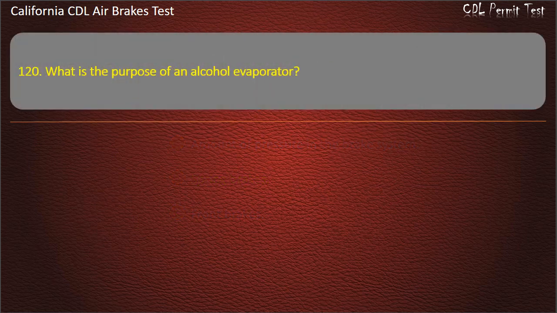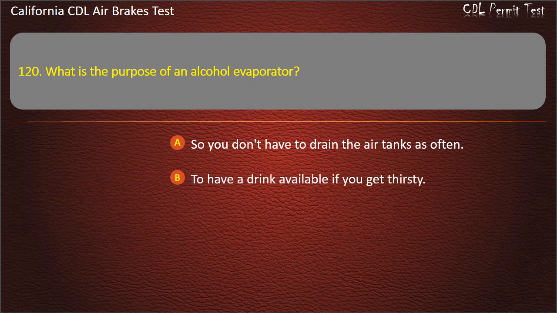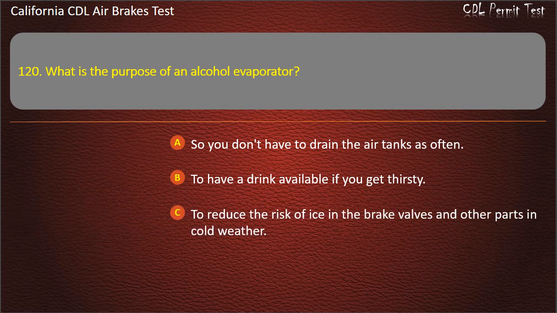Question 120. What is the purpose of an alcohol evaporator? So you don't have to drain the air tanks as often. To have a drink available if you get thirsty. To reduce the risk of ice in the brake valves and other parts in cold weather. Answer. To reduce the risk of ice in the brake valves and other parts in cold weather.